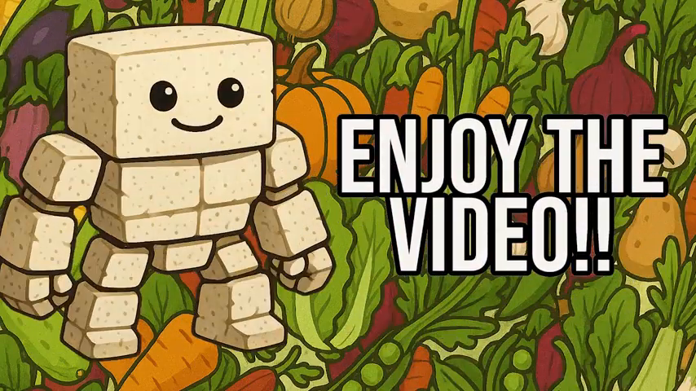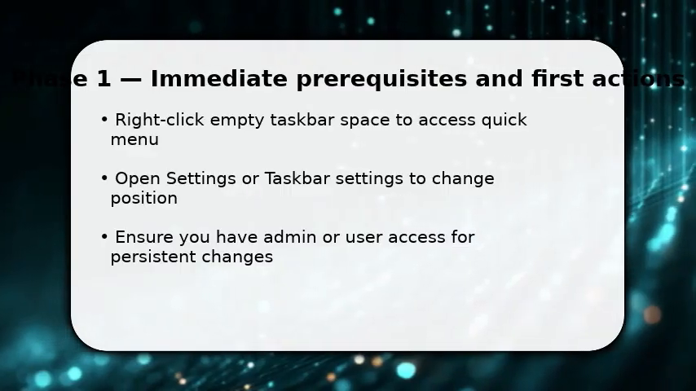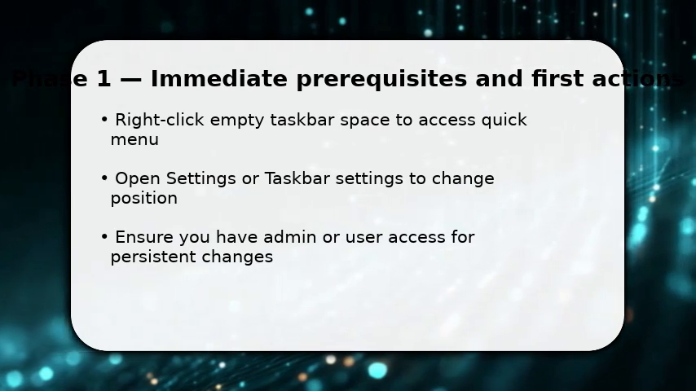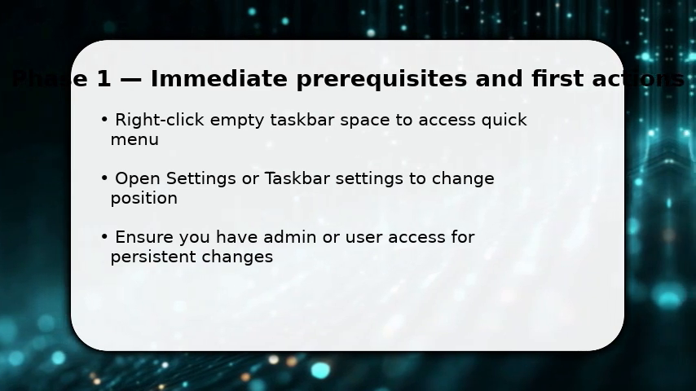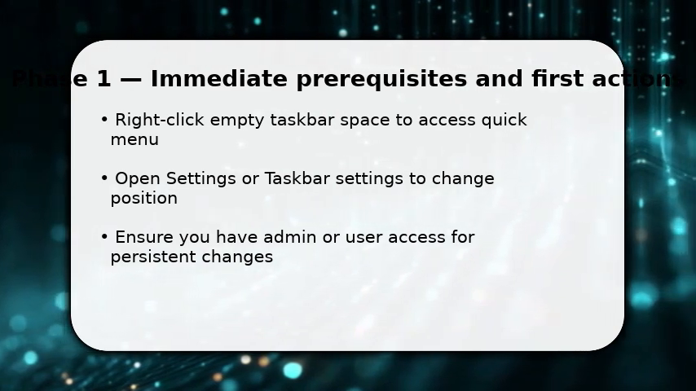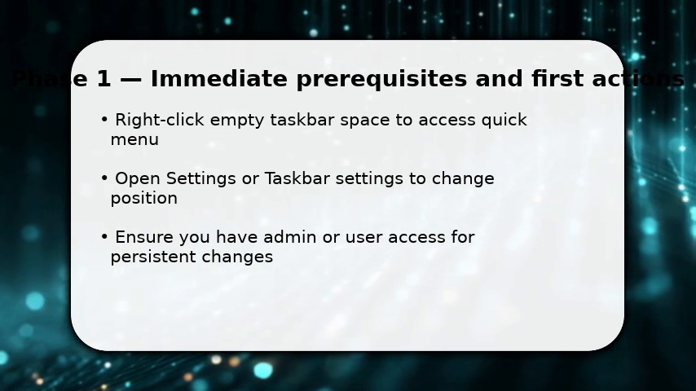Please enjoy the video. You should start by opening Taskbar Settings now. Right-click an empty area of the taskbar and choose Taskbar Settings. Once the Settings window appears, make sure Taskbar Behaviors is visible. This is where Position options live.